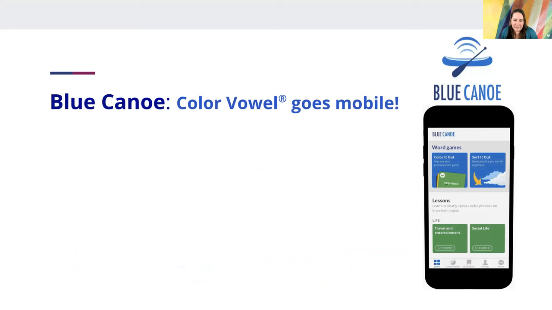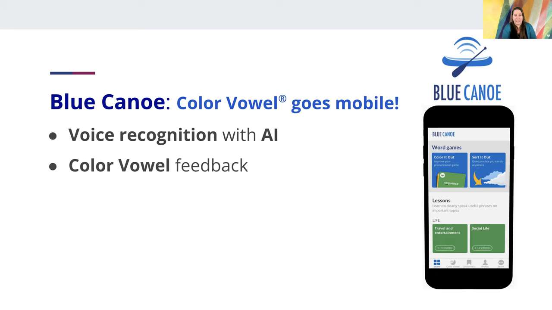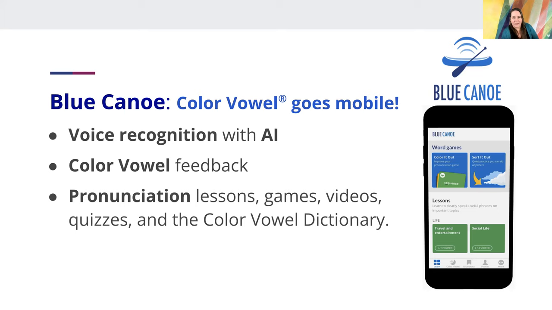I'm going to kind of move over this. I've already mentioned it a bit. We do use voice recognition with artificial intelligence in Blue Canoe. That's very exciting because we've trained it to focus in on those stressed vowel sounds to get down the kind of 80% concept of what makes us intelligible and comprehensible. So it's not that we have to have every piece in place, but if you have those stresses in place with the right vowel sound, you're going to be understood well enough most of the time. Okay, color vowel feedback is included in there through the use of pronunciation lessons, games, videos, and quizzes, and a very powerful dictionary.